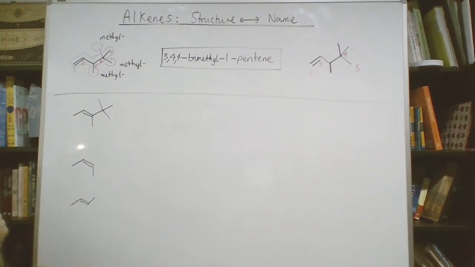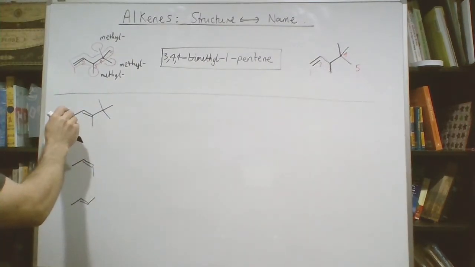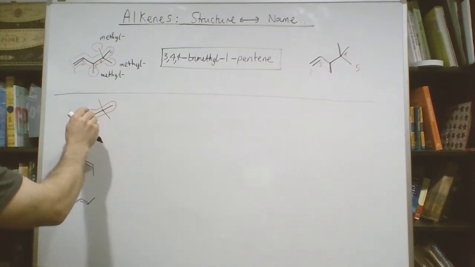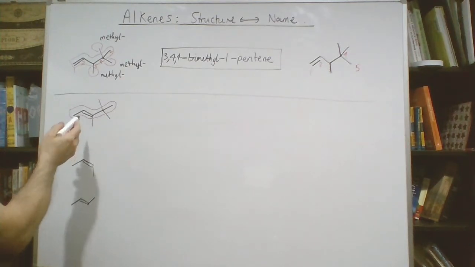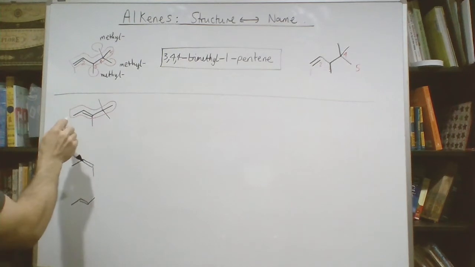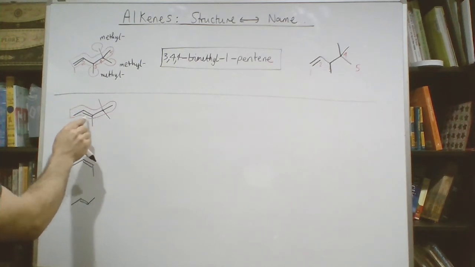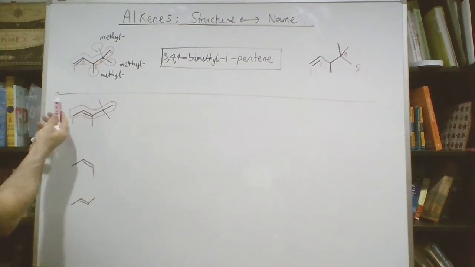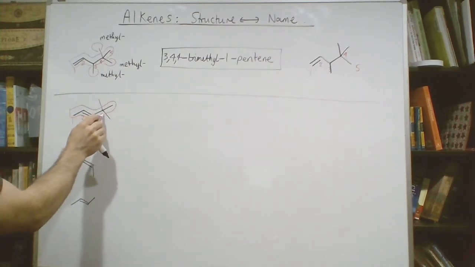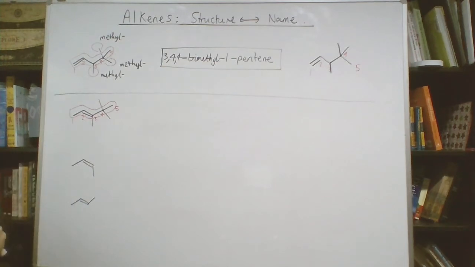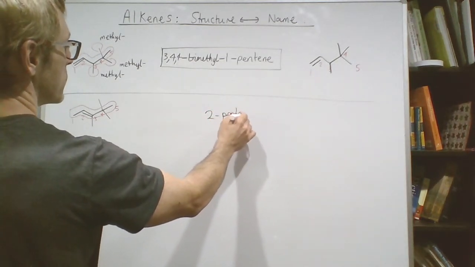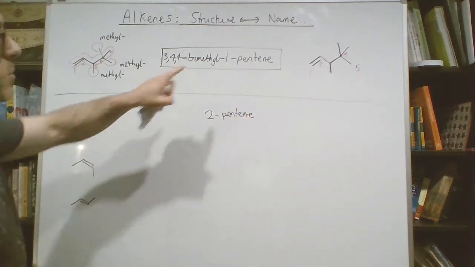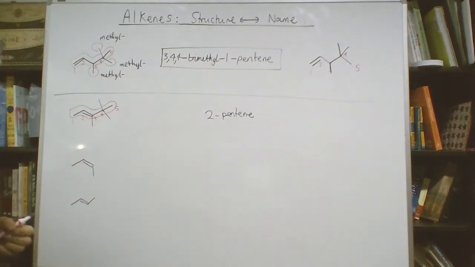Looking for my longest continuous chain that contains the double bond. It looks like it's this one. So we want to prioritize the double bond, so it seems to be closer to this end. So 1, 2, 3, 4, 5. The double bond is between carbons 2 and 3. So we've got 2-pentene. So instead of between carbons 1 and 2, it's between carbons 2 and 3.